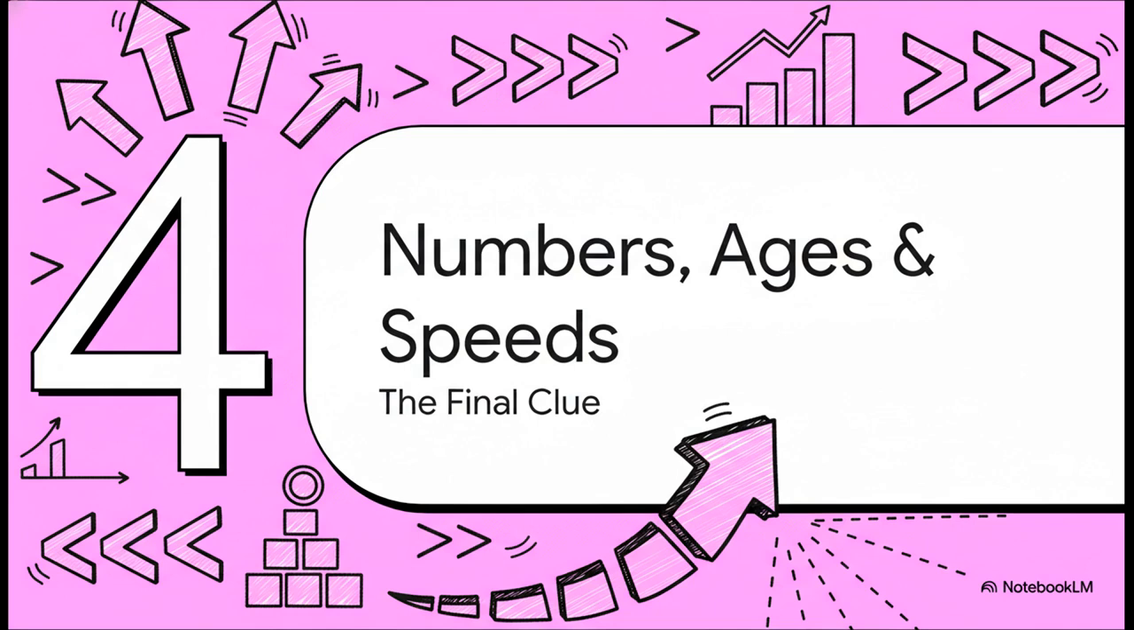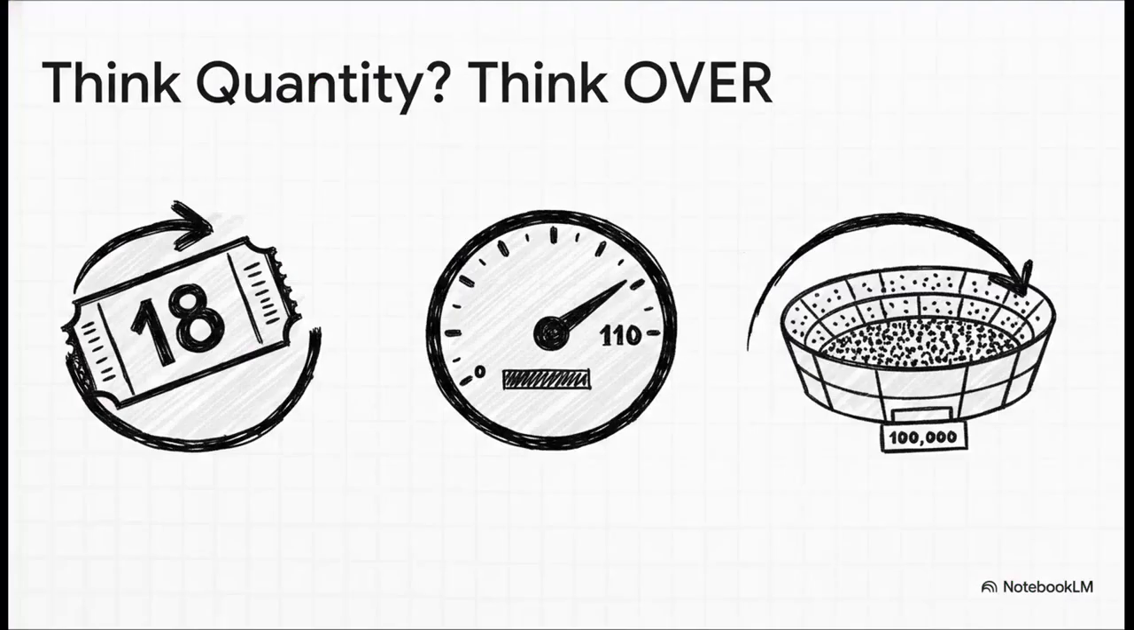And that brings us to our third and final clue. This one moves away from positions and scales altogether and just looks at plain old quantities. Basically, anytime you just mean more than. Yep, when you're talking about raw numbers, ages, speeds, crowds of people, over is the word you want. It's just a more natural, common way of saying more than. You have to be over 18 to see the movie, the car was going over 110 miles an hour, there were over 100,000 people at the concert.